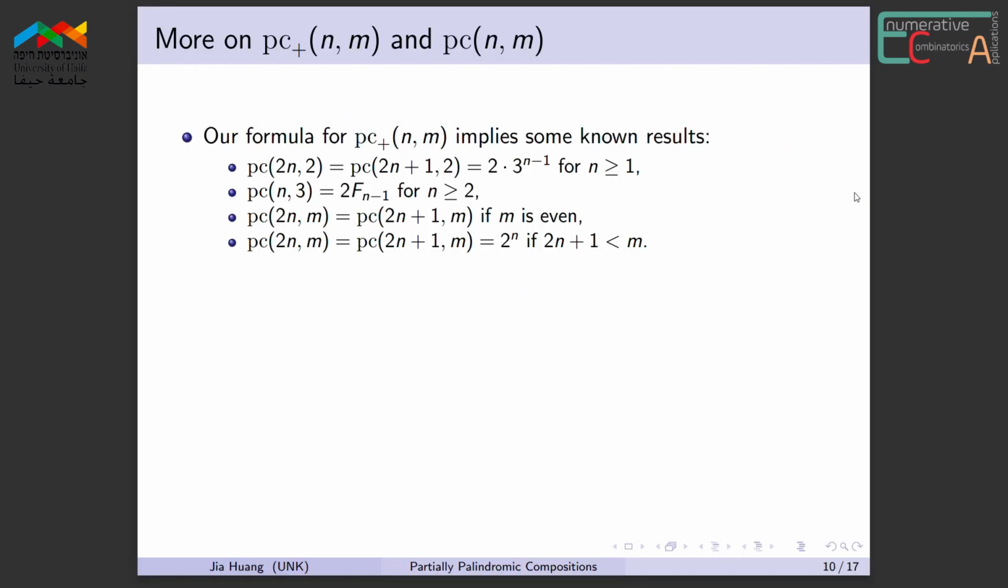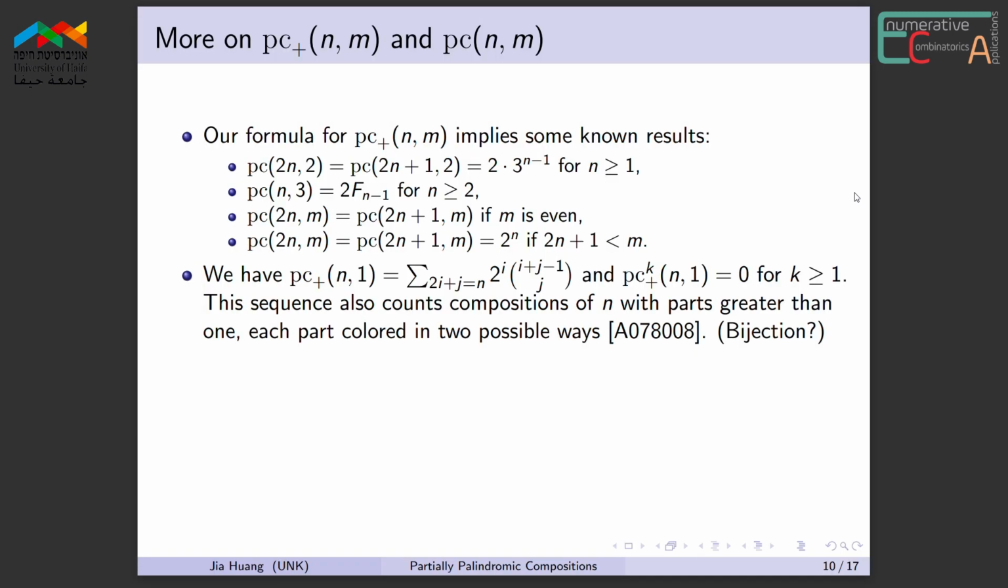So when m is 2 or 3, we have nice formulas. And there's also some interesting result when m is even, or when 2n minus 1, so n plus 1, is less than m. Those formulas are studied by Just, but we can recover all of them. And also when m is 1, so we can still consider congruence modulo 1. It's kind of trivial, but it's going to give us some interesting result here.